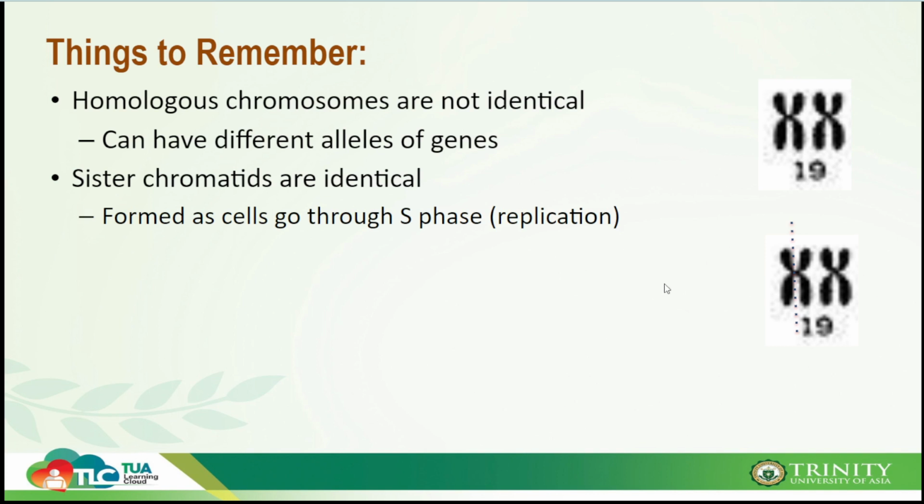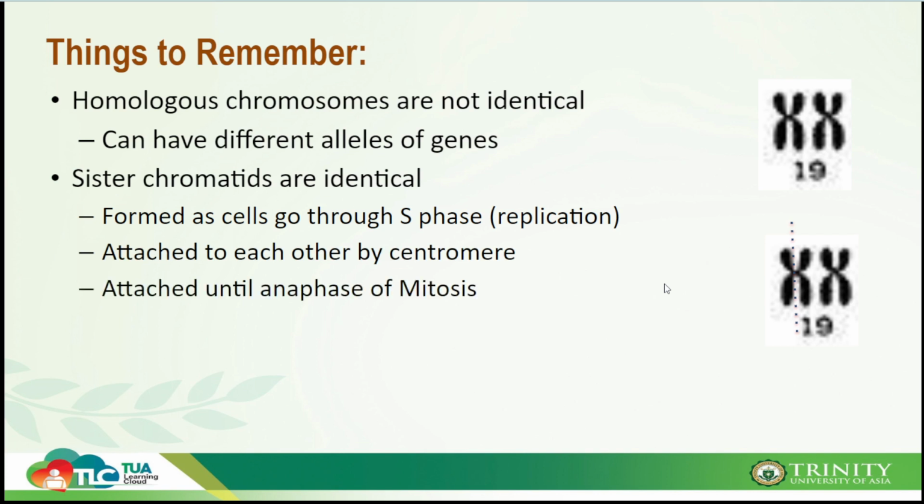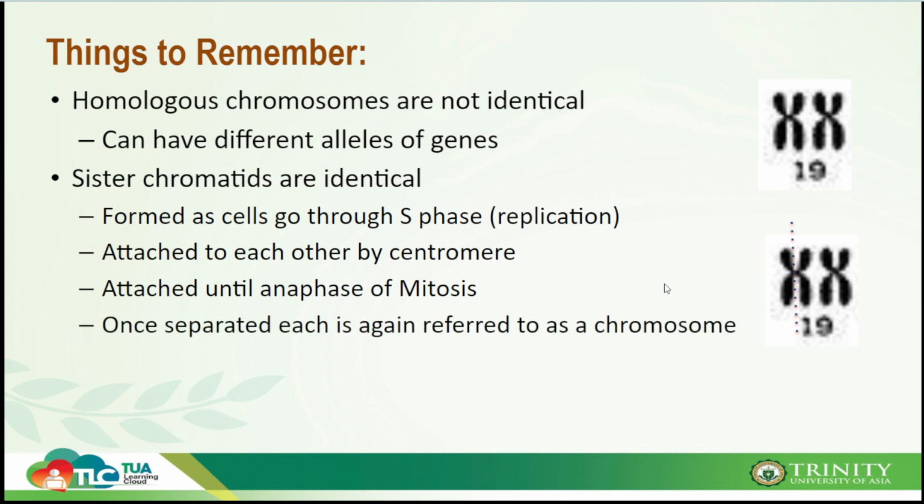So again, your sister chromatids are formed only during metaphase or during cell division rather. So they are attached to each other by the centromere and they remain attached until anaphase. Sa anaphase, di ba, hihilahin na sila towards opposite poles by your spindle fibers. At sino yung humihila sa kanila? Yung ating centrioles. So, once separated, kapag 1 copy na lang, both then, tawag ulit sa kanya chromosomes, hindi sister chromatids.